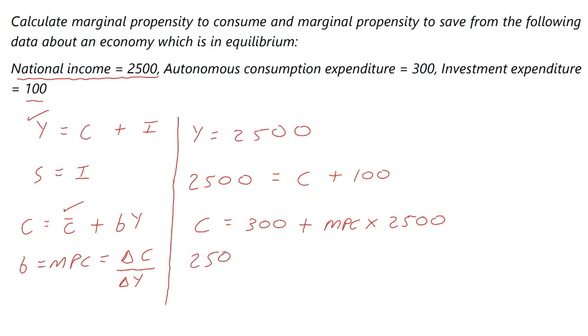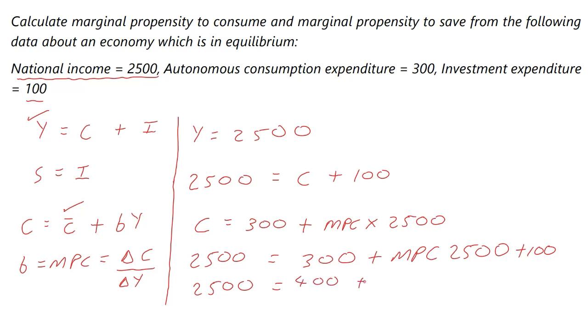So I can say that 2500 is equal to 300 plus MPC times 2500. If you want to stick to B, that's also easier, instead of writing three alphabets. What I've done is I have written only this much, but I also have to remember I, which is 100. Now, 300 plus 100 is 400. So I have 2500 is equal to 400 plus MPC times 2500.